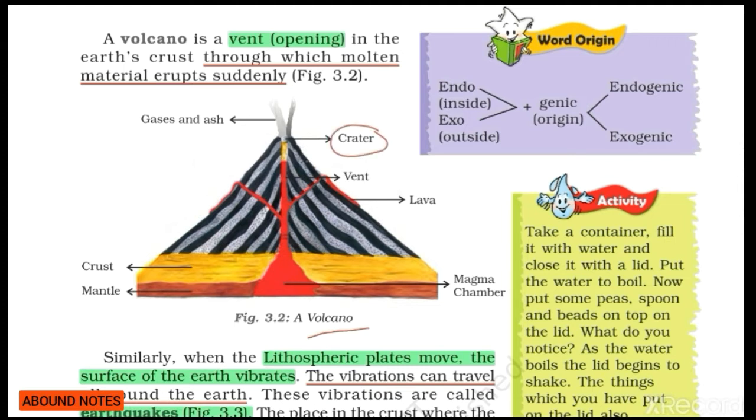Crater is nothing but the opening of the vent of the volcano. It is large in size, through which gases and ash come out. Vent is nothing but the opening from which the magma comes out, and once this magma comes out, it is called lava. The difference between magma and lava: it is the same material, but when it comes out you can call it lava. Magma is inside the earth's crust, and when it comes out it is called lava. So you can see crust and mantle.